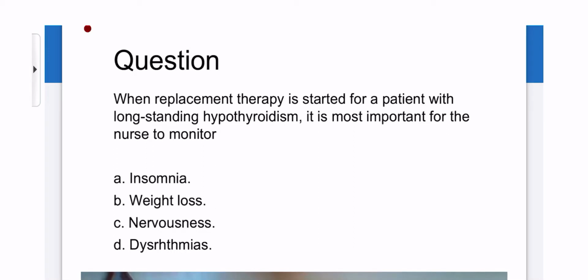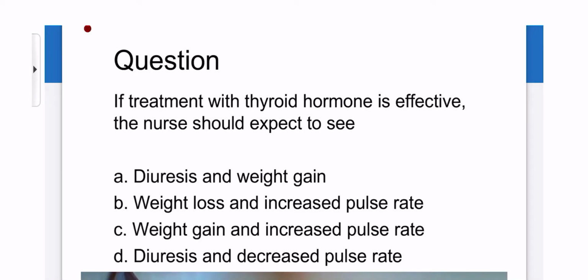Let's try another one. If treatment with thyroid hormone is effective, the nurse should expect to see which one is not a symptom of hypothyroidism? You are right. B, weight loss and increased pulse rate.